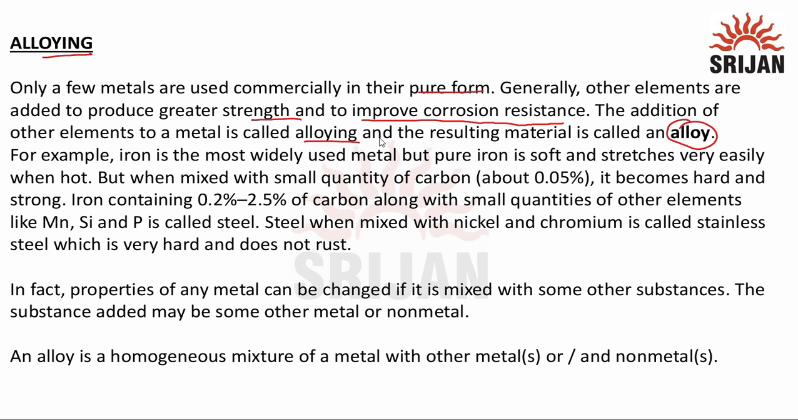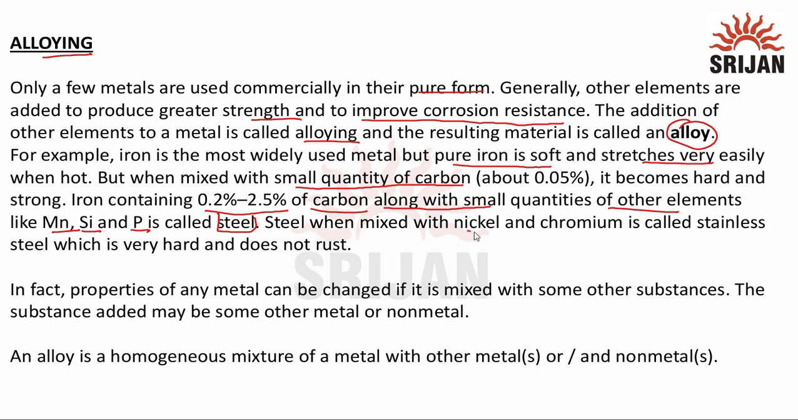For example, iron is the most widely used metal, but pure iron is soft and stretches very easily when hot. But when mixed with small quantities of carbon, around 0.05%, it becomes hard and strong. Iron containing 0.2 to 0.25% of carbon along with small quantities of other elements like manganese, silicon, phosphorus is known as steel, right? That means steel has around 0.2 to 2.5% of carbon here.